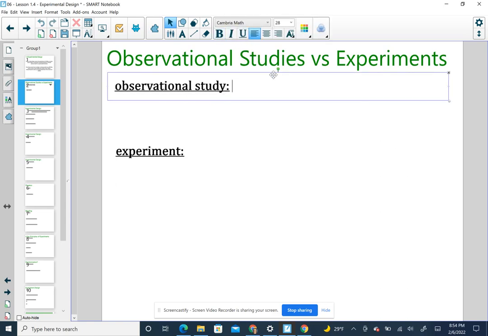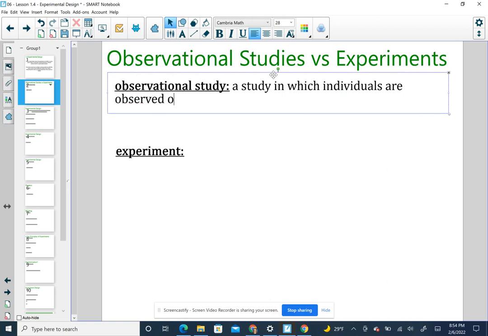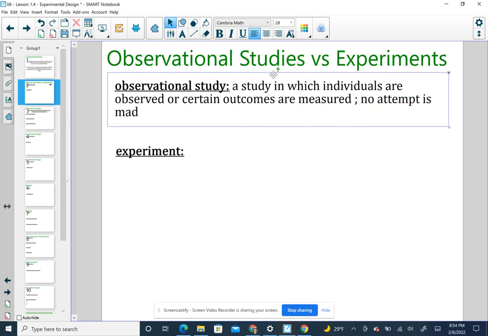Okay, let's start with observational study and experiment and the difference between the two, because they are actually pretty different. An observational study is a study in which individuals are observed or certain outcomes are measured. No attempt is made to affect the outcome. Okay, so it's kind of what it sounds like.